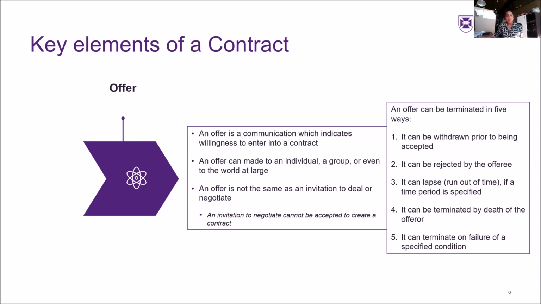So an offer can be terminated in a number of ways. You can obviously withdraw it before acceptance takes place. It can be rejected by the offeree. You can put a time period in it, and often that is the case. Offers come with time periods in which they need to be accepted, and that can lapse. It can be terminated by death of the offeror, but offers can also contain specified conditions and therefore terminate if those conditions are not met.